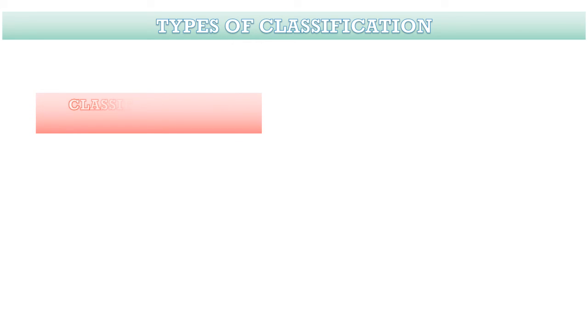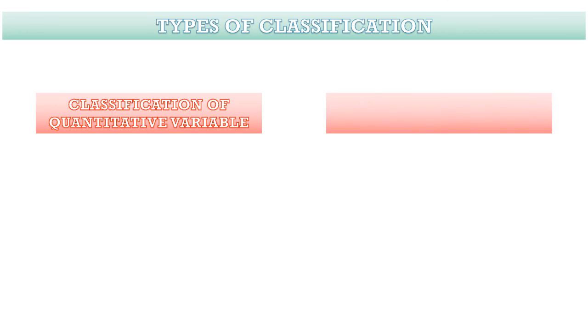Last topic of today's discussion: types of classification. Of course we have discrete data and raw data, but for that we need to understand the types of classification, because discrete data and continuous data have different methods which we need to undertake. So the first one is the classification of quantitative variable, and the second is the classification of qualitative variable.